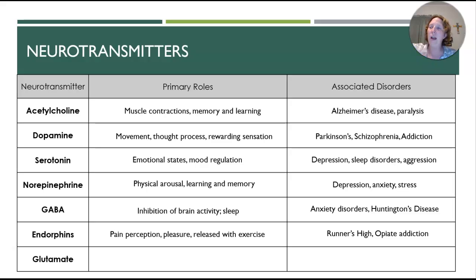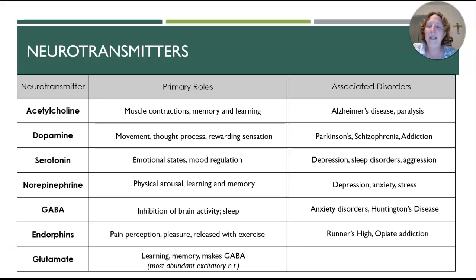Anytime you work out a lot or you're exerting a lot of energy, and at first it feels really hard, but then you just feel incredible, like I could do this forever. It's because your body released endorphins and it makes you feel really good. It's also associated with opiate addiction.